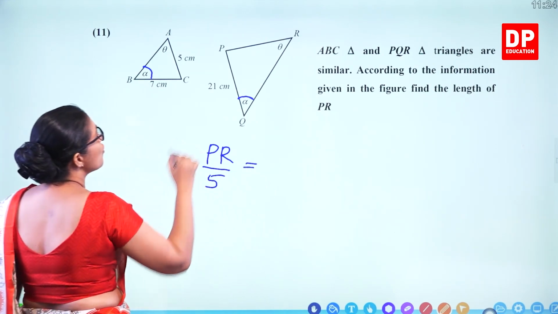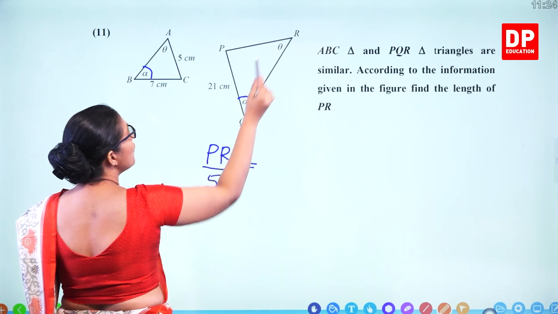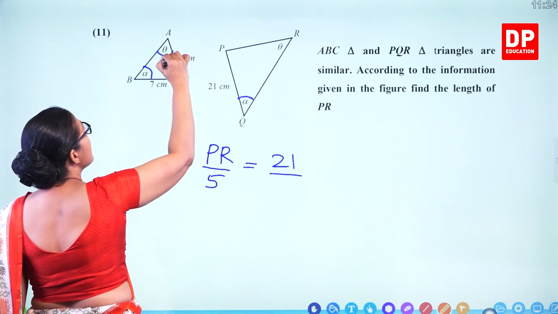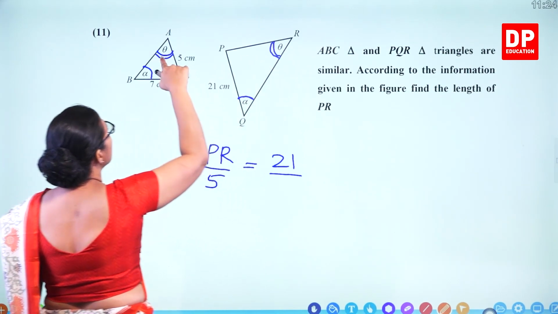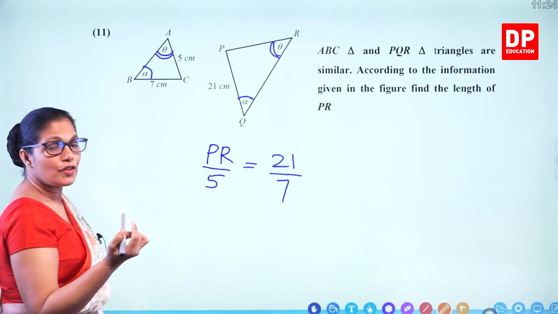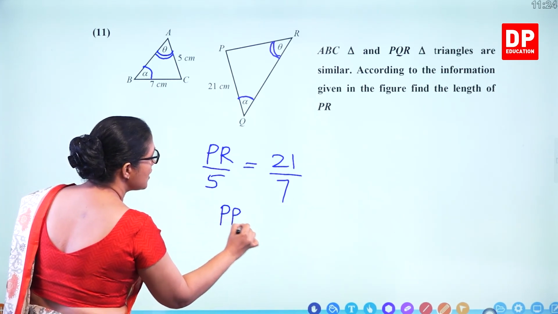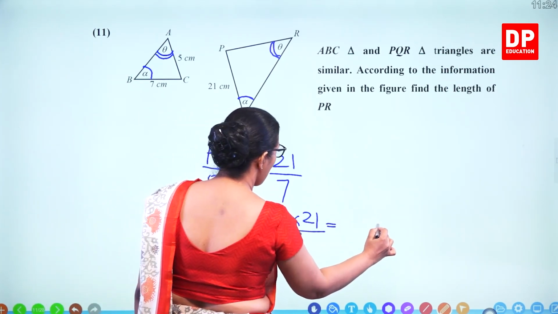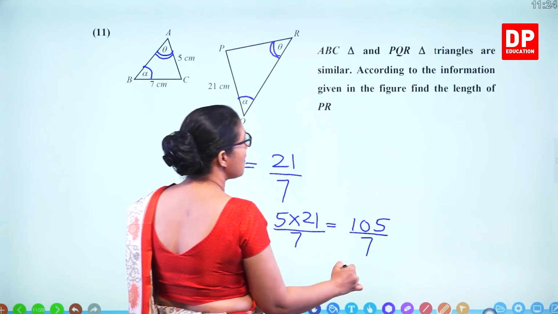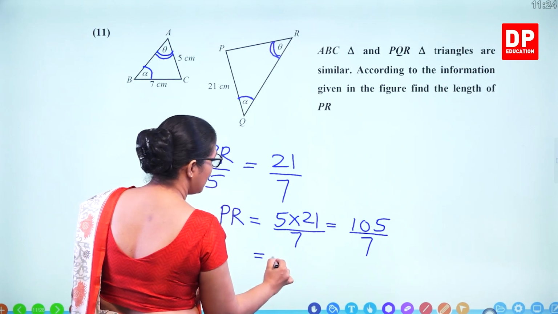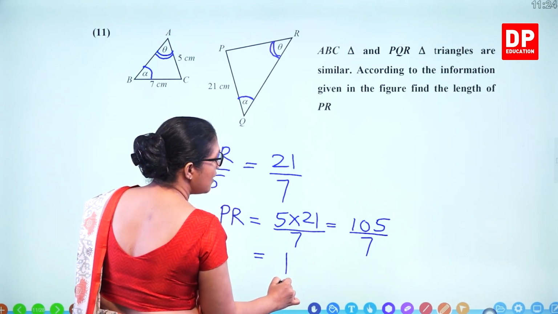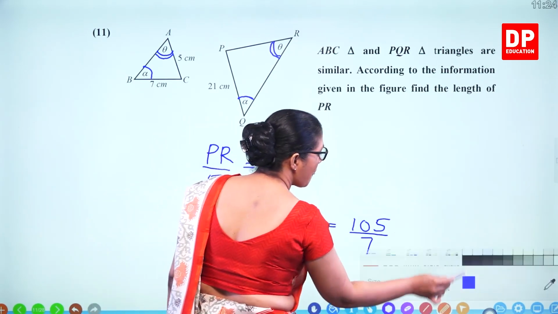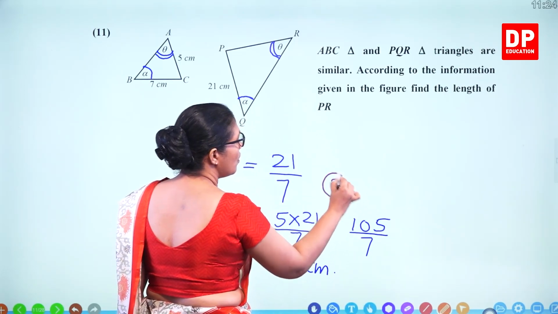Now we have to take another ratio. This is 21. That's opposite to theta. Always take the corresponding one, opposite to theta. That's 7. So you can straight away find out PR. PR is 5 times 21 over 7. 5 and 21 divided by 7. 7 times 3 is 21, so 5 times 3, that's 15 centimeters. 2 marks for that question.